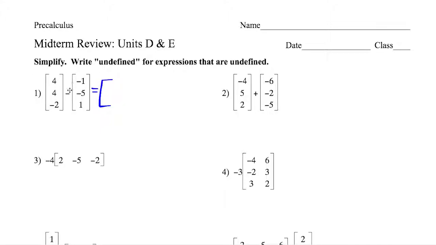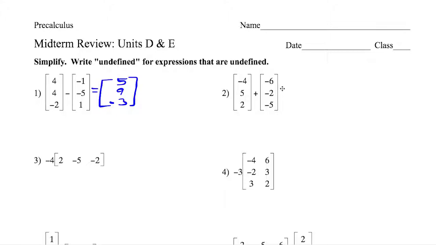So we have 4 minus a negative 1, which is going to be 5. We have 4 minus a negative 5, which is going to be 9. And we have a negative 2 minus 1, which is a negative 3. And so that gives us our answer there.